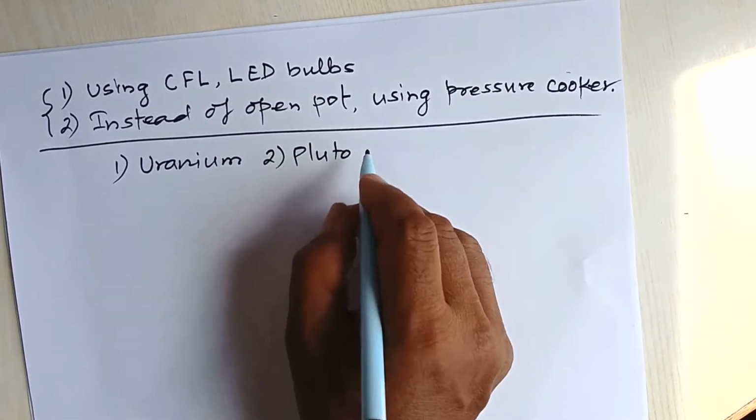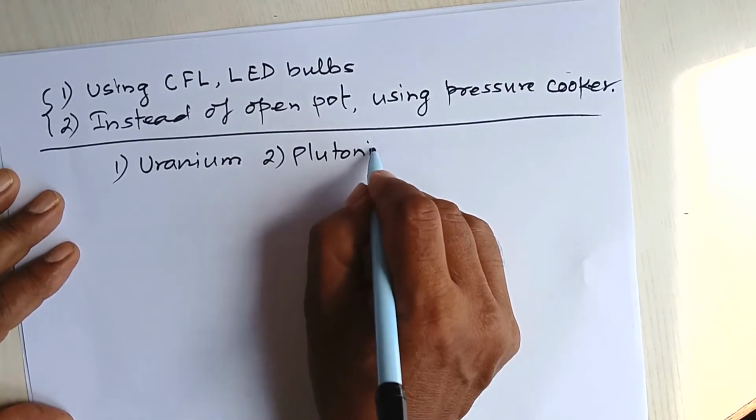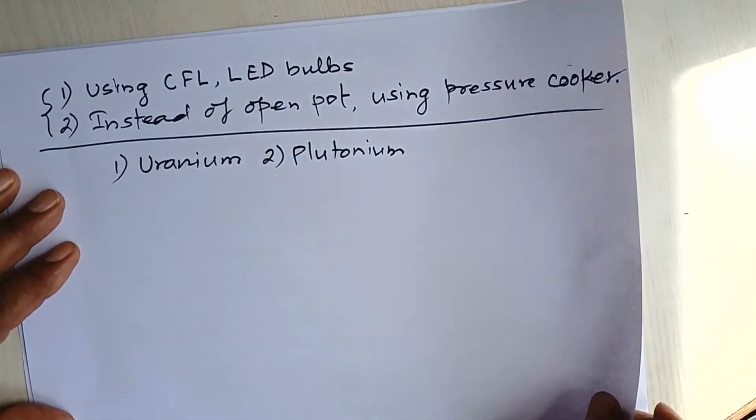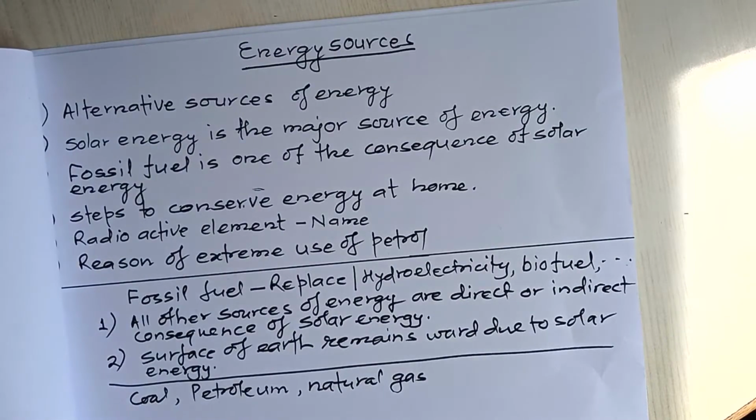We can say another name, plutonium, if you are told to write the names of any two radioactive elements.